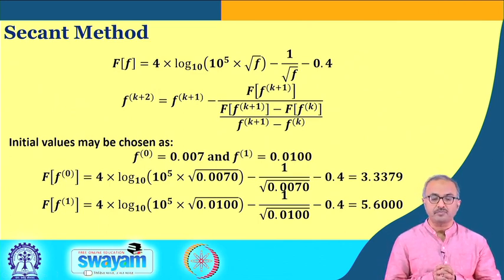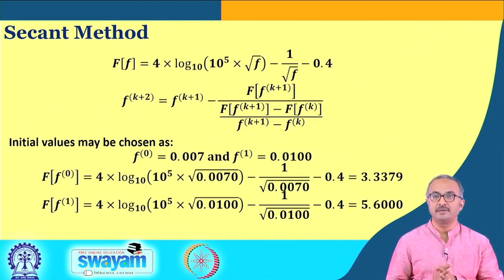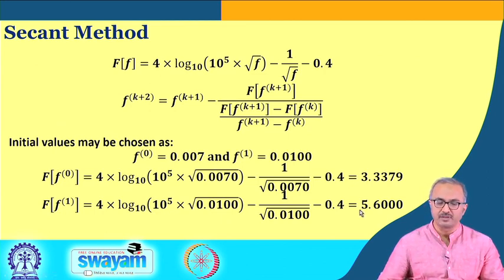Next we come to another method that is similar to the regula falsi method, but differs in that in this case we are not bothered about bracketing the root. So it is an open way of finding the root. Here the formula remains the same. What we have changed is our initial guess values. So instead of taking 0.002, we are taking 0.007 and 0.01.